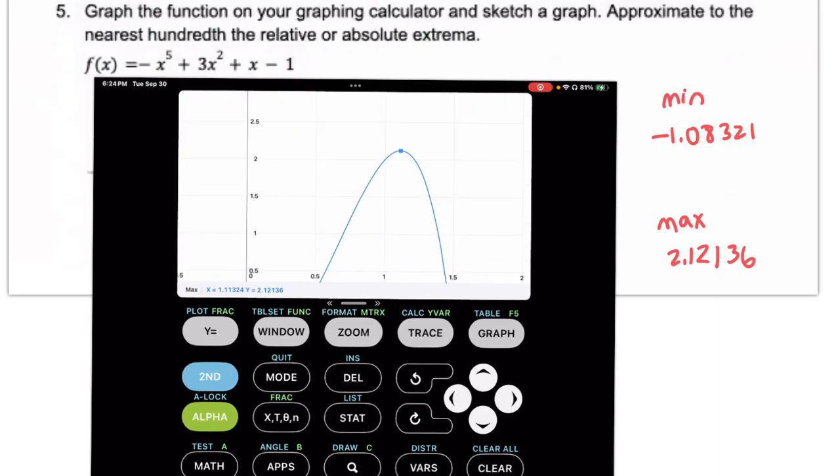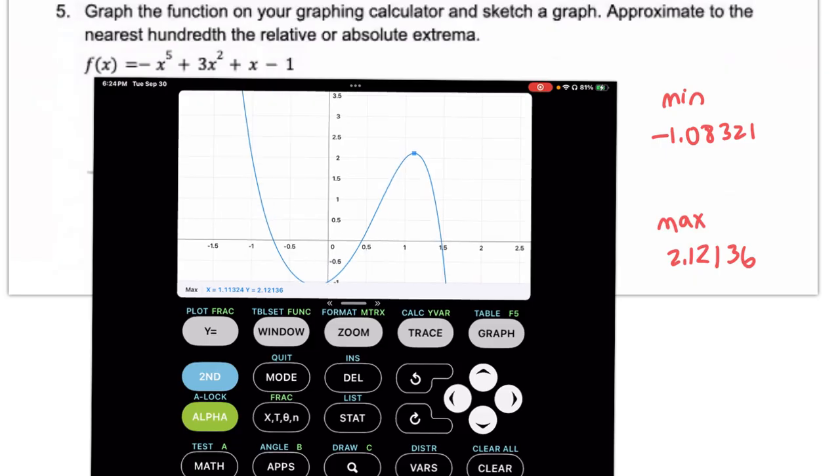Now I'm just freely zooming in with my fingers on this app. You're not going to be able to do that on the TI-84. It's going to be a bit more clunky on the TI-84, but it's nothing you can't handle. So anyway, that's how that goes.